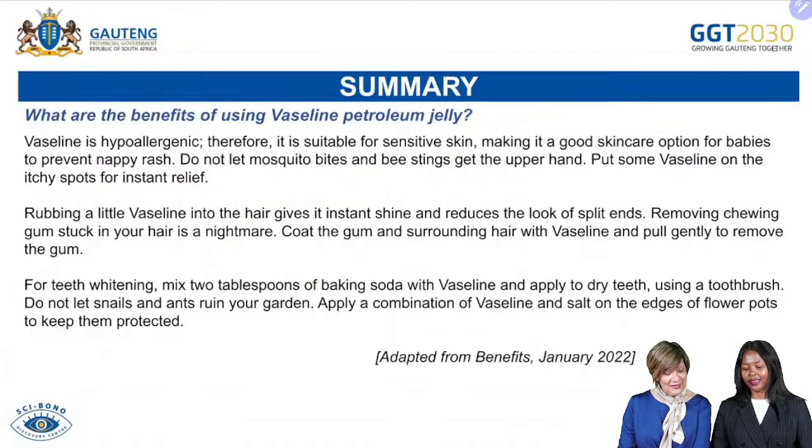For teeth whitening, mix 2 tablespoons of baking soda with Vaseline and apply to dry teeth using a toothbrush. Oh, definitely, that's a good benefit. Indeed. And next one, do not let snails and ants ruin your garden.